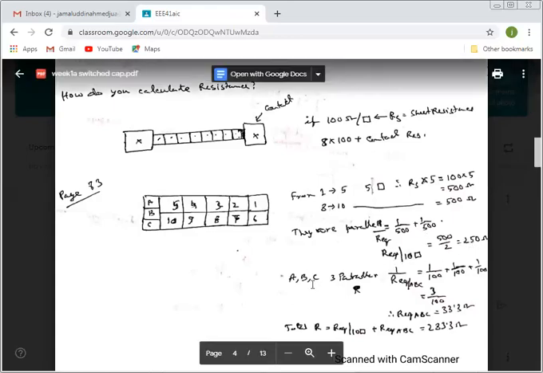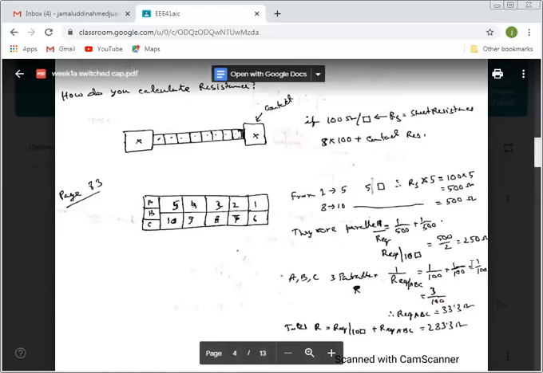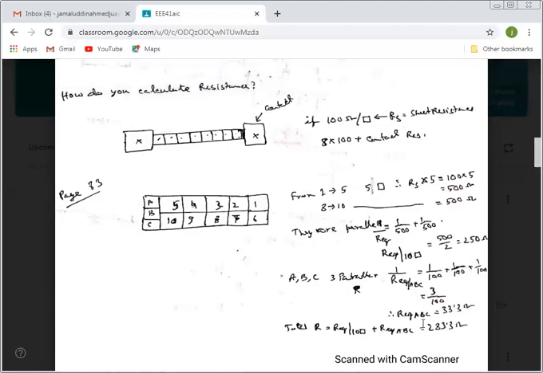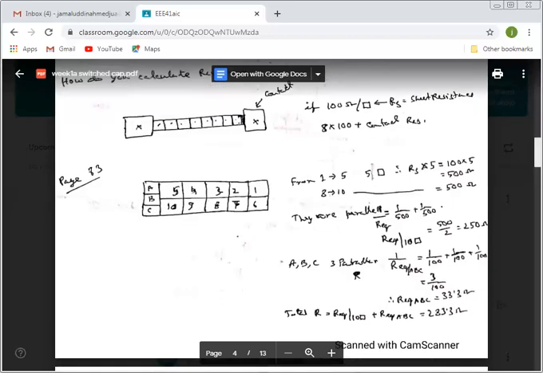And for ABC, these three are in parallel. So it will be 1 over 100 plus 1 over 100 plus 1 over 100, because each square is 100. So it will be 3 over 100, which is 33.3. So the total resistance will be 250 plus 33.3, so 283.3 ohm. So that's how we calculate the resistance.